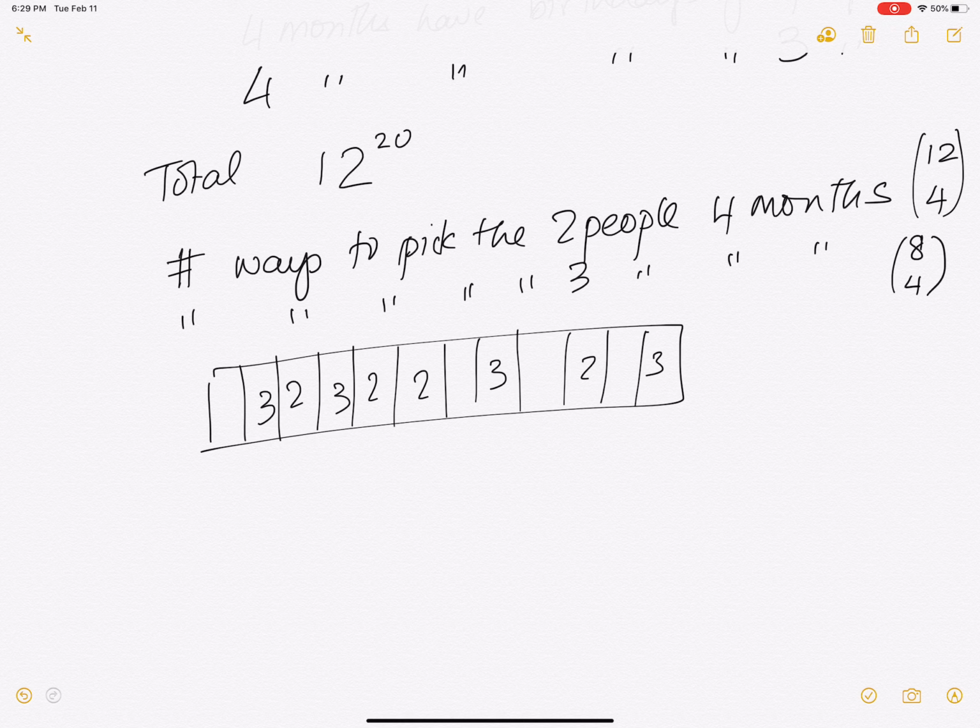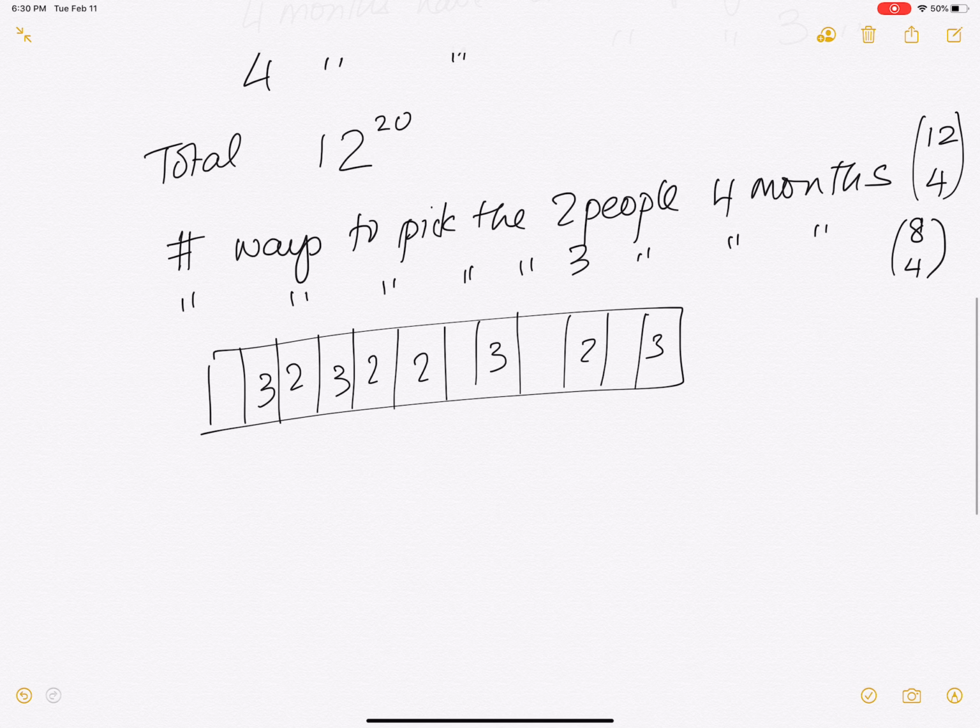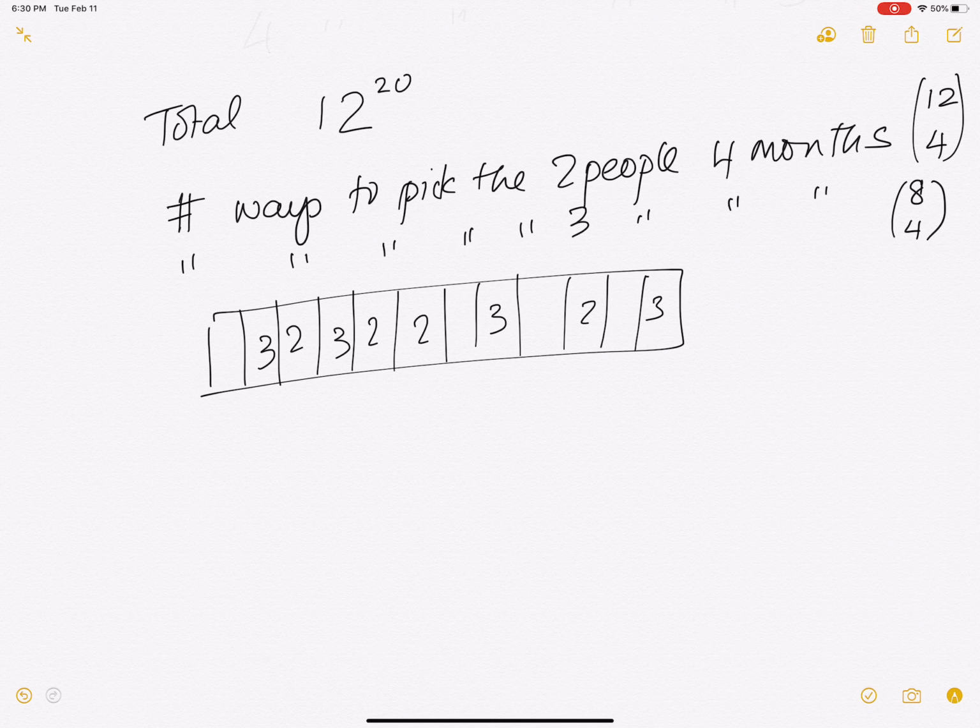Okay, so once you have your 2 people months picked out, how many ways can you assign the 8 people to these months? Okay, so what do? Well, we need to pick 8 people from the 20. How do we pick 8 people from the 20? We can pick 8 people from the 20 with 20 choose 8 number of ways.